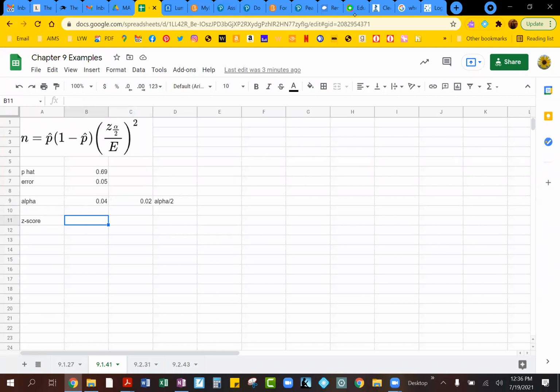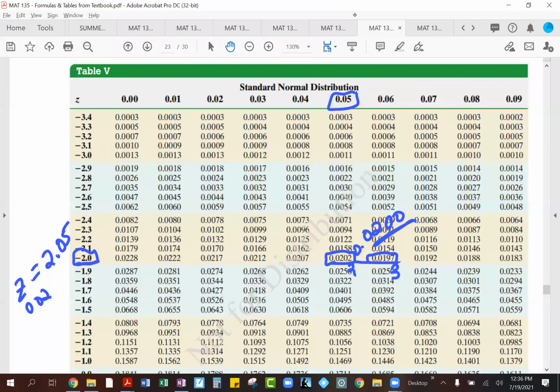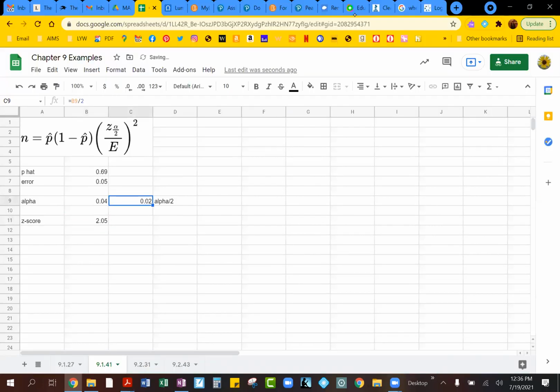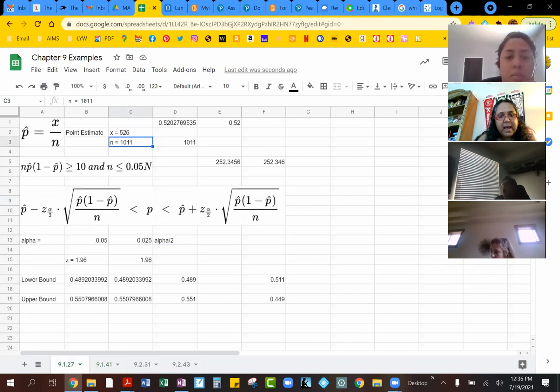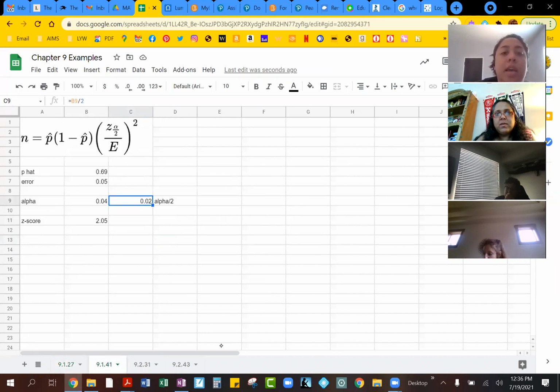And we use the 0.02. Will we always use the 0.02 because it's divided by 2, or this number over here? Yeah, it's always going to be whatever that calculation for alpha divided by 2 comes out to be. Remember in the previous example, we were looking at 0.025 because that was our alpha divided by 2 number. But in this case, with the 0.02, are we using that because of dividing by 2? Yes.